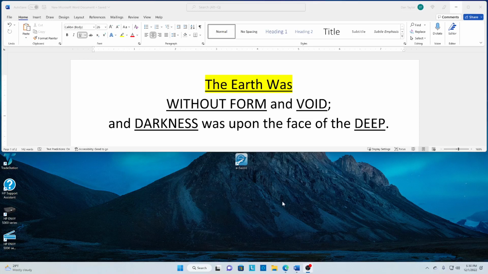Hey, do you ever wonder what the Bible describes the earth was in the beginning? Well, we are going to check that out. We know that the earth was without form and void, and darkness was upon the face of the deep. We know that because that's what's written.